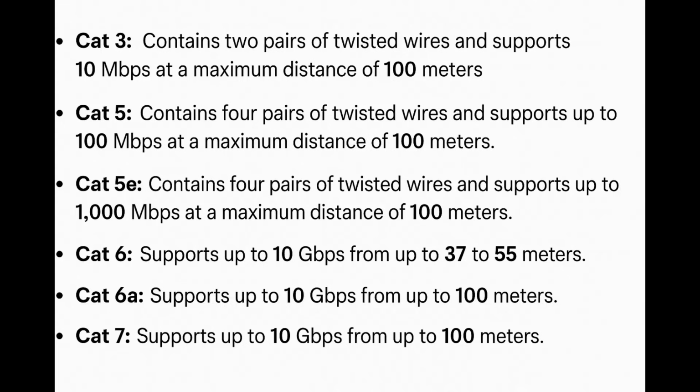Cat5e, 1 gigabit per second, up to 100 meters. Cat6, 10 gigabits per second, between 37 and 55 meters. Cat6a and Cat7, 10 gigabits per second, up to 100 meters. Copper suffers from attenuation, signal loss over distance.